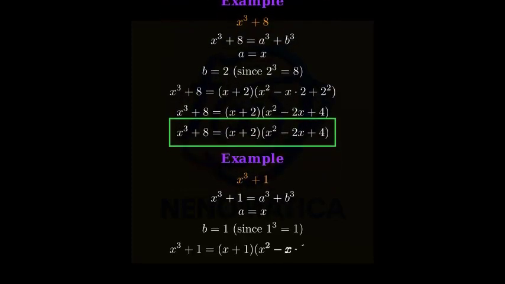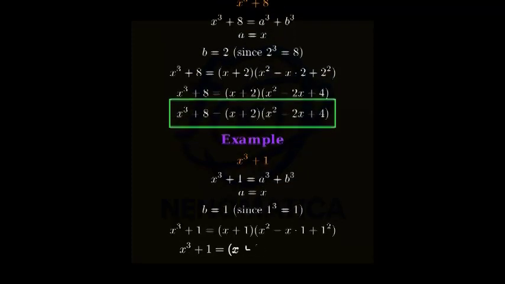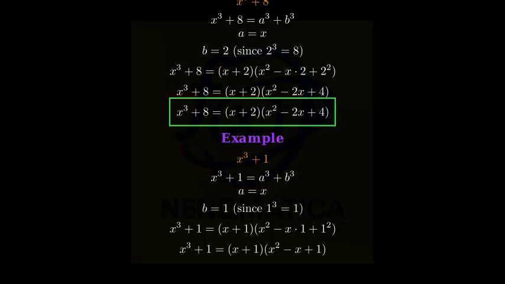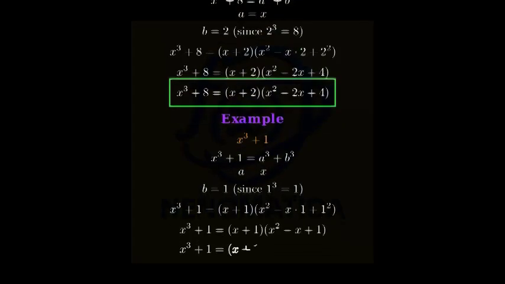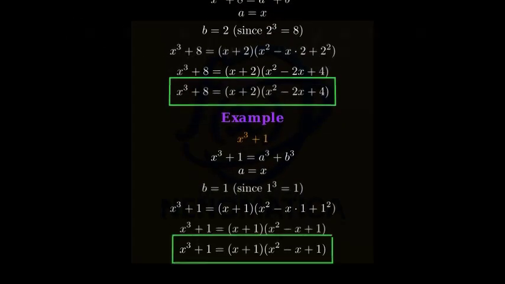Using our formula, a cubed plus b cubed equals a plus b times a squared minus ab plus b squared. Let's simplify this expression. We have x plus 1 times x squared minus x plus 1. This gives us our factored form of x cubed plus 1.